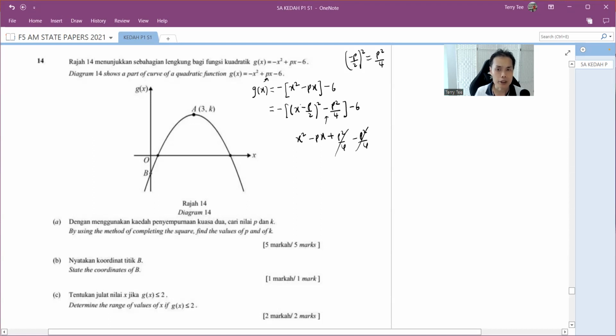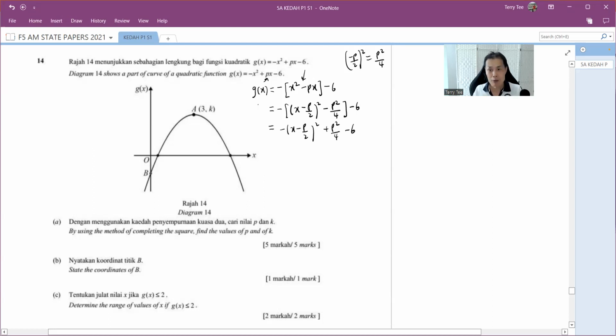So when you put it in the form of, we call it a vertex form or completed square form, there is always an additional term here. So we subtract just to cancel it out, yeah? So to make sure that it is the same as the expression above here. Next, we take this negative and we multiply inside. So it's going to give us p squared over 4 minus 6.